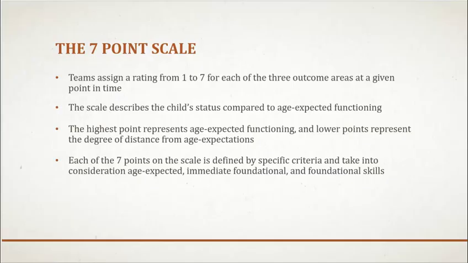So a 7 would be completely functioning at age level expectations. And lower points represent the degree of distance from age expectations. Each of the 7 points on the scale is defined by specific criteria, and they do take into consideration age expectations, and they use what is called immediate foundational and foundational skills.